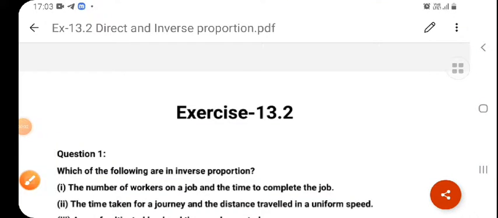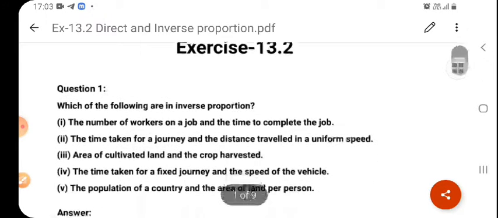Good morning students. Today we will do exercise 13.2 of direct and inverse proportion. Question number one: which of the following are in inverse proportion?